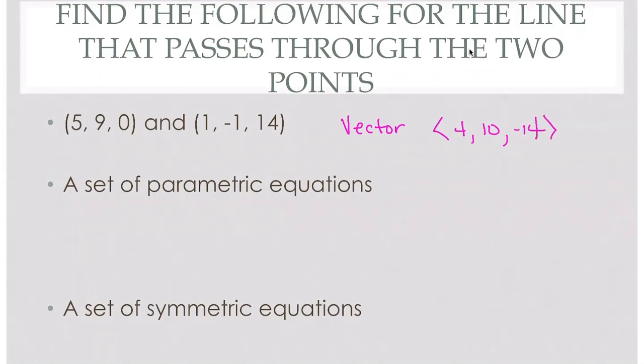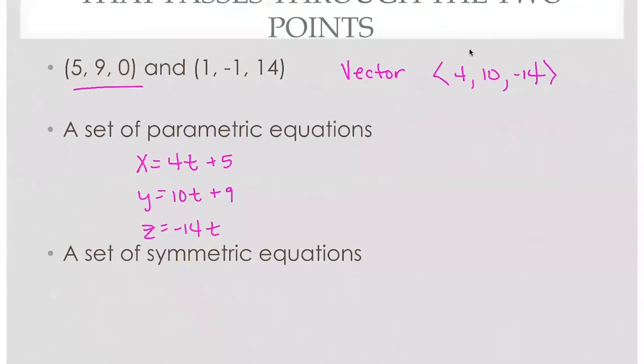Now the process is exactly the same. We're going to find our parametrics. So we'd have x equals 4t, and we pick a point. We're going to use the first one, plus 5. y equals 10t plus 9. And z equals negative 14t.